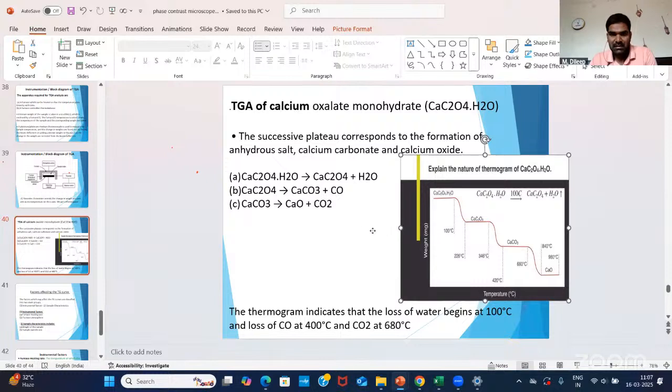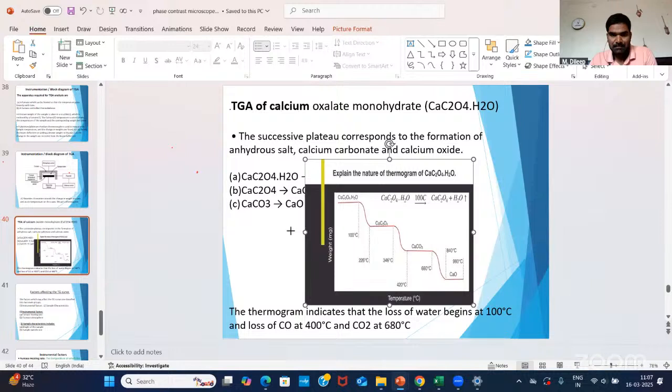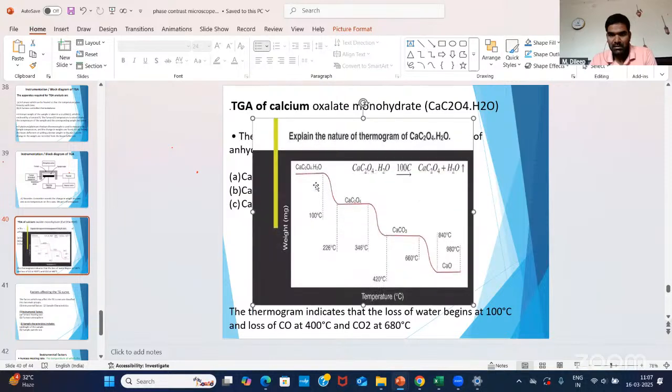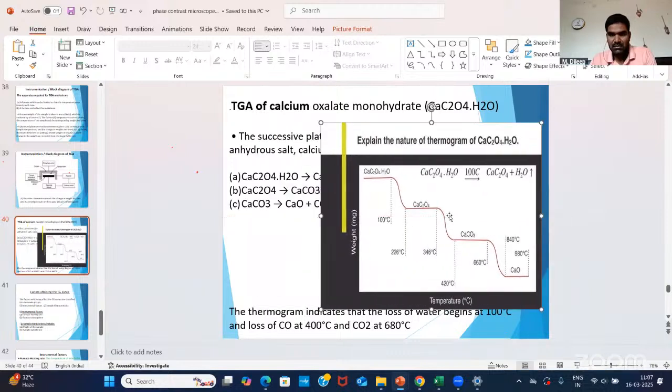If you see further, you can observe here CaC2O4·H2O at 100 degrees centigrade losing its water molecule and forming CaC2O4 plus H2O. After that, at 400 degrees centigrade, it is losing carbon monoxide and becoming CaCO3. And at 680 degrees centigrade, it is losing CO2 and becoming CaO. Okay. This is the TGA curve of calcium oxalate monohydrate.